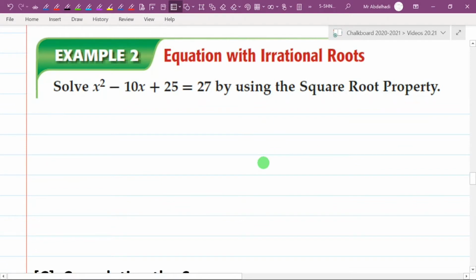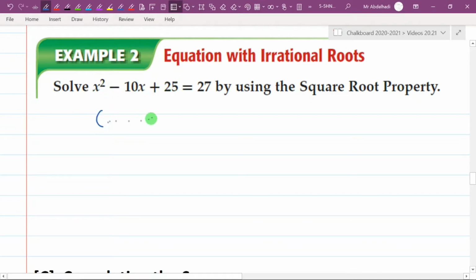Okay, let's try another one. So we have another equation here, and we see that the left side looks like it might be a perfect square trinomial. Well, let's check. The middle number is negative 10. Cut negative 10 in half, you get negative 5. Square the negative 5, you do get positive 25. So this is a perfect square trinomial.